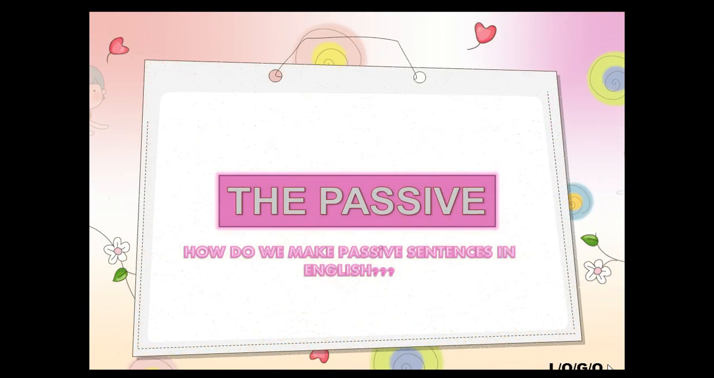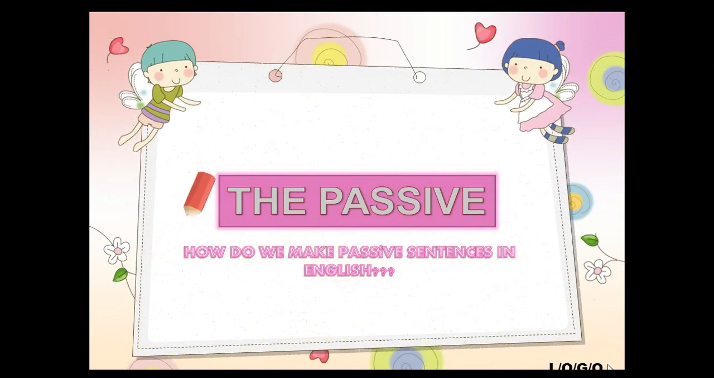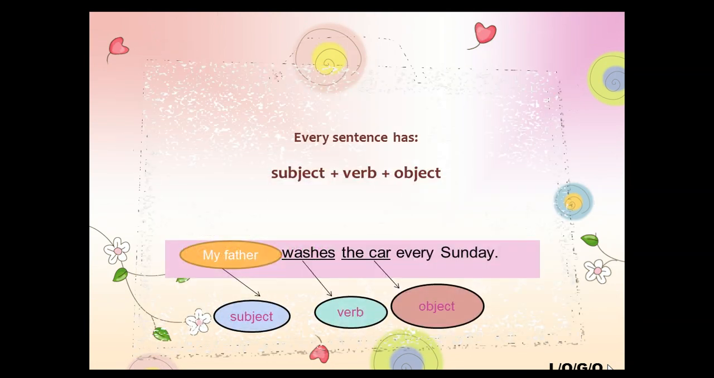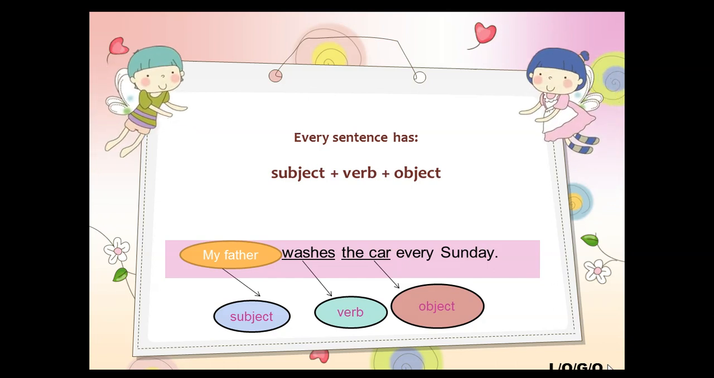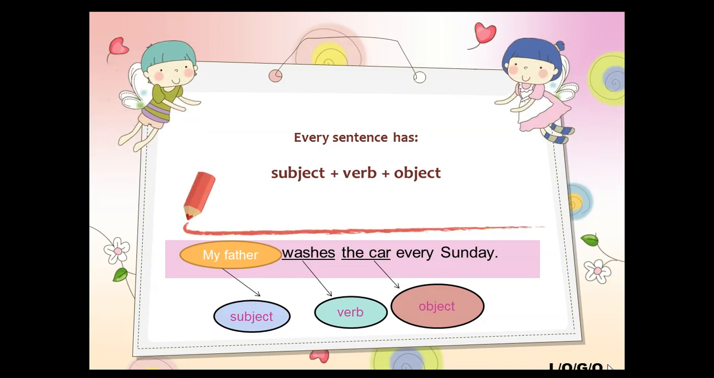Hello everybody. I'm talking in this video about the passive voice. How do we make passive sentences in English? Every sentence in English has a subject, a verb, and an object. For example, my father washes the car every Sunday. My father is a subject, washes is a verb, and the car is an object.